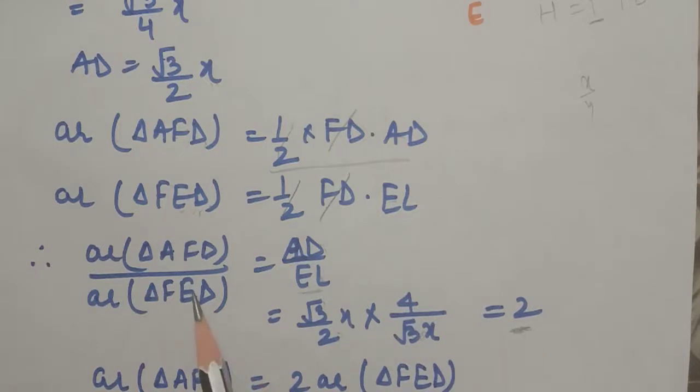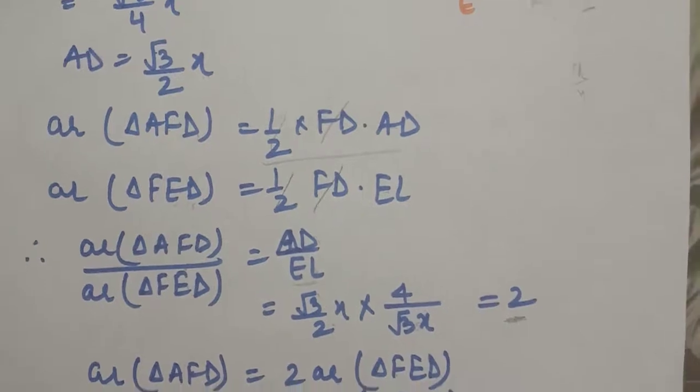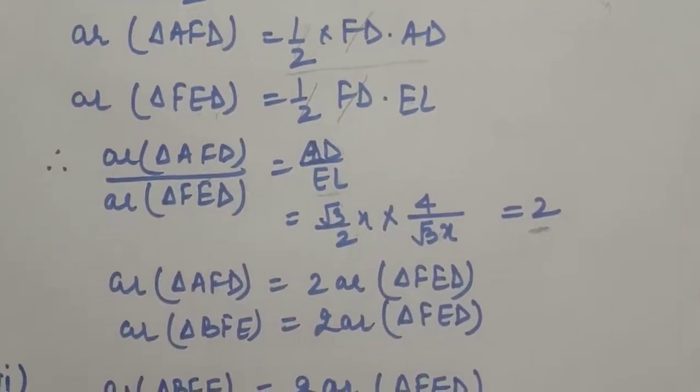Now we will shift this area of triangle to the other side, because division is there, now multiplication is there. Area of triangle AFD is equal to double the area of triangle FED. Students, we know very well that AFD is equal to BEF from a part of your question which we already proved above, so we can replace it. Area of BEF is equal to double the area of FED. This is your fifth result.